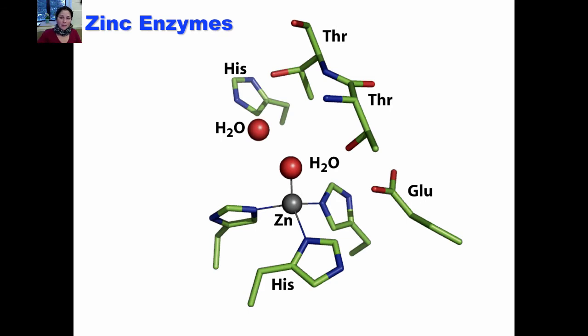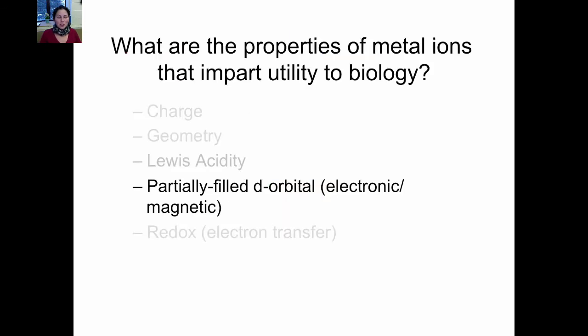So this enzyme is not only taking advantage of zinc's Lewis acidity, but it's also taking advantage of the exchangeable ligands, so that it can exchange a water, or eventually a hydroxide, with another water. Let's talk about the partially filled d orbitals, and I'm going to give you an example of how a metal ion like iron is used for its interesting magnetic properties.